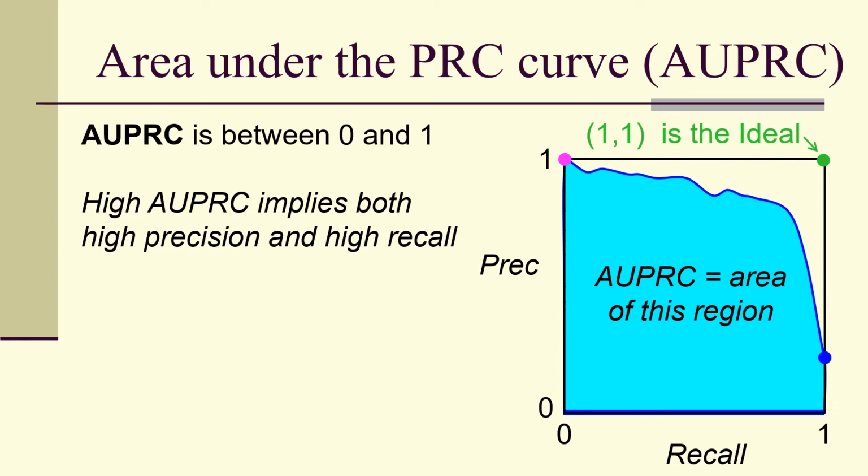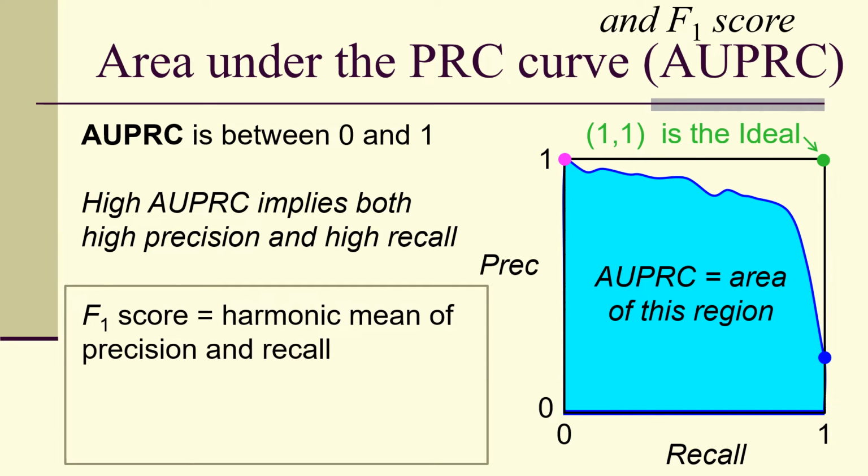The area under the curve can be interpreted such that a high area under the precision recall curve, close to 1, is a much better precision recall curve than otherwise. Also, we often use the F1 score, the harmonic mean of precision and recall. 0 is less than or equal to F1, which is less than or equal to 1, and closer to 1 is better.